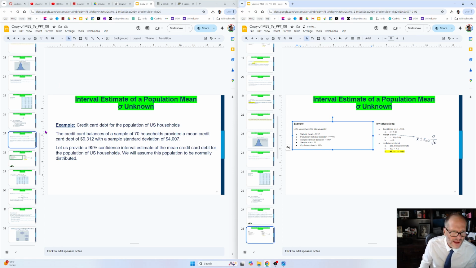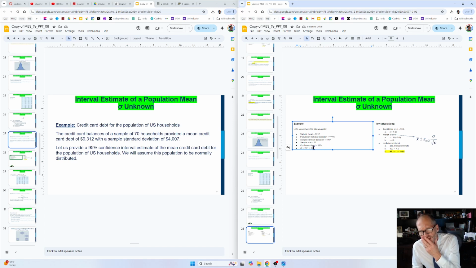Cool. And let's do a 95% confidence level. 95% interval estimate of the mean credit card debt for the population of U.S. households. We'll assume the population is normally distributed. So our degrees of freedom are going to be equal to n minus 1, and our n is 70, so 70 minus 1 is equal to 69 degrees of freedom.